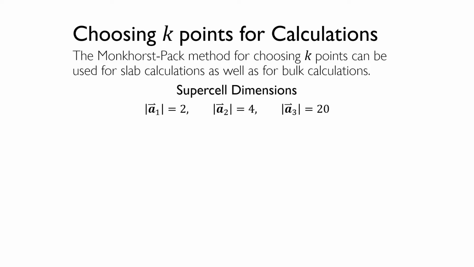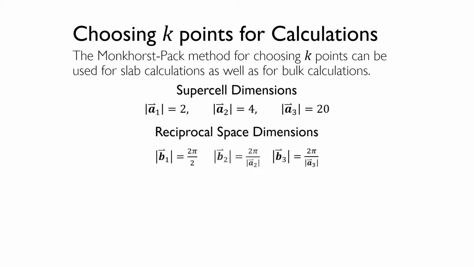Say we have a rectangular slab supercell with the following dimensions: 2 units in A1, 4 units in A2, and 20 units in A3. As distances in real space are inversely proportional to distances in reciprocal space, this means that large distances in real space correspond to small distances in reciprocal space. As a rule of thumb, dividing 2 pi by the magnitude of the real space vector will give us the size of the corresponding reciprocal space vector. So the sizes of the corresponding reciprocal space vectors are pi for B1, pi over 2 for B2, and pi over 10 for B3.